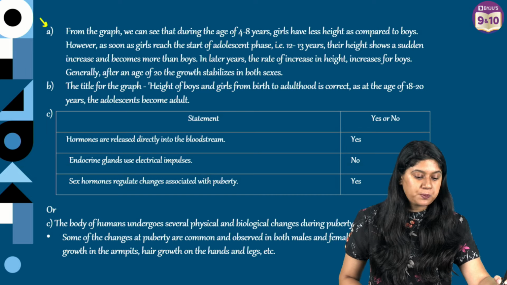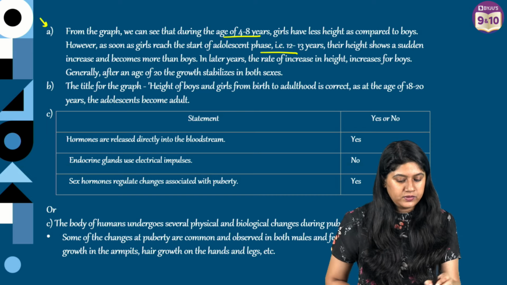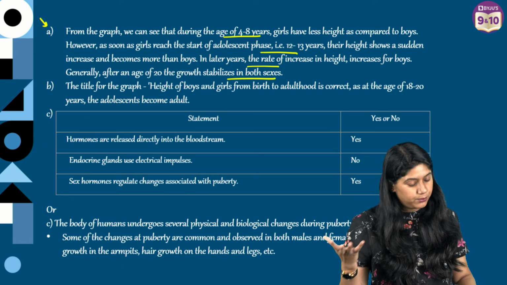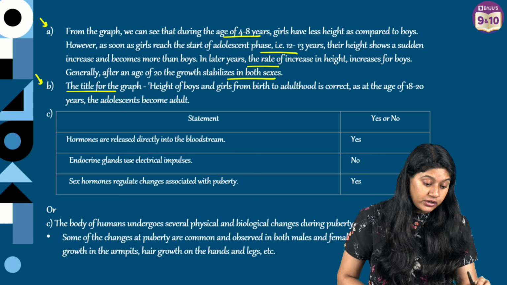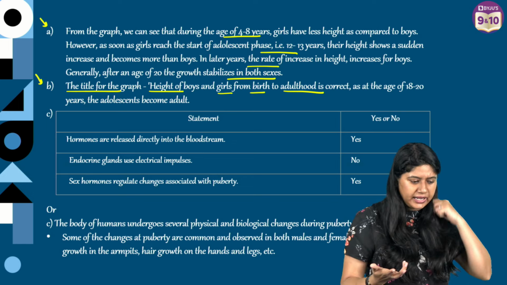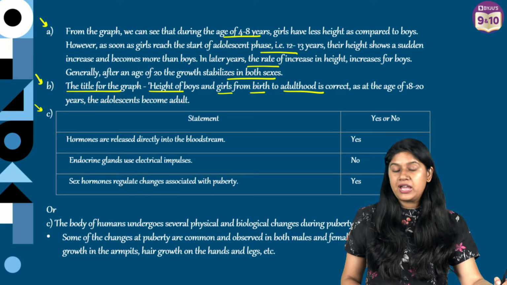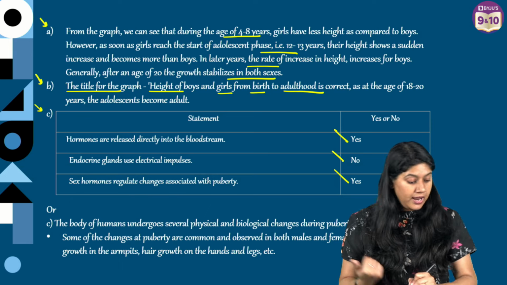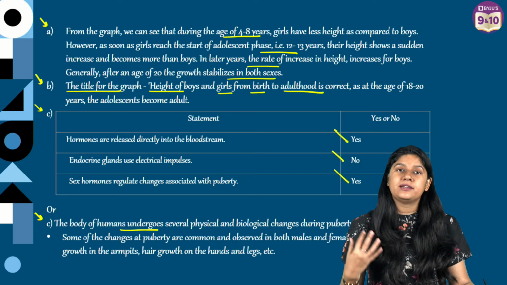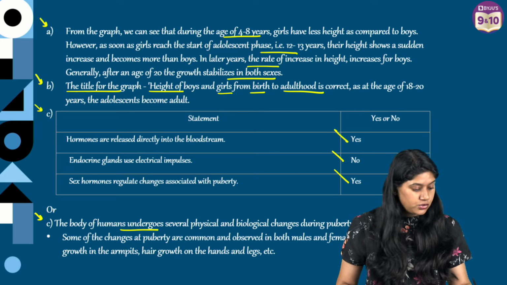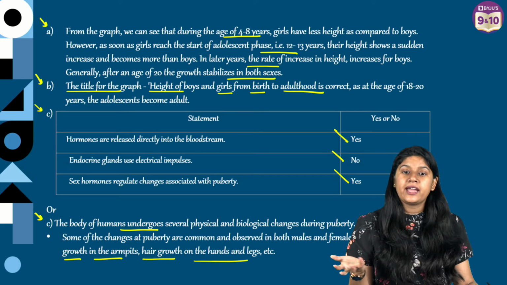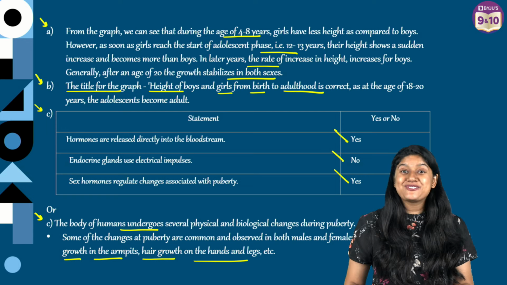So over here we have the first part. We can clearly find that the answer talks about the height of a girl and a boy. Then of course the title of the graph, the height of a boy and a girl from birth to adulthood, is absolutely correct. Then we had the question where we have to state yes or no. So we have the answers over here. And the last question, what are the changes we saw that happen in both girls and boys? We have thick hair growth in the armpits, hair growth on the hands, legs, and of course development of the genitals, in both girls and boys we can mention. So with that, we are done with question number 3.